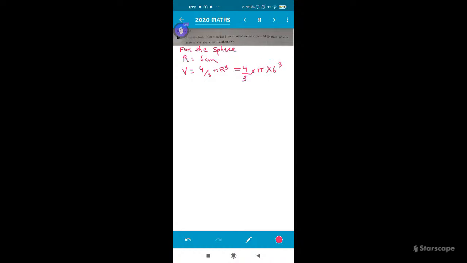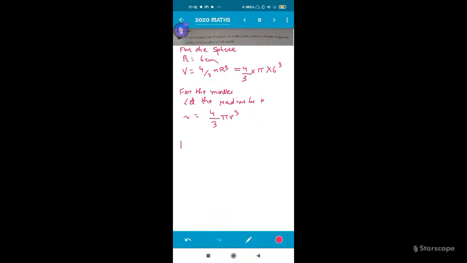Okay. Now for the marbles. For the marbles, we don't know the value of the radius. So let the radius be small r. So our volume, in this case I am taking the volume as small v. So v is equal to 4 by 3 pi r cube again, because this is also a sphere. So 4 by 3 pi into small r cube. We are going to keep it like this only. No need to write.